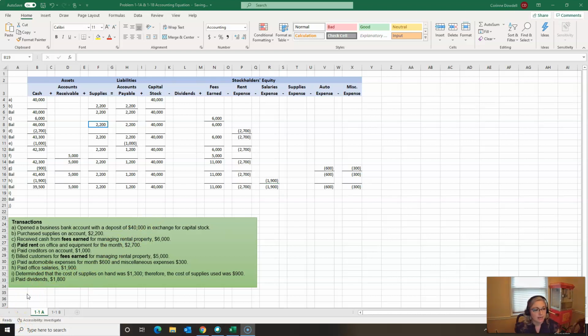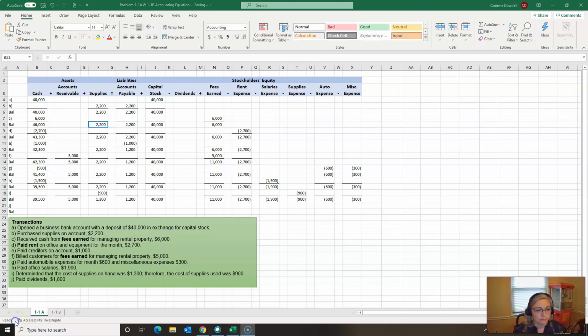Okay, transaction I, determined that the cost of supplies on hand was $1,300. Therefore, the cost of supplies used was $900. So remember, at the end of each cycle, we need to update the amount of supplies used. And we started off with $2,200, and we used up $900, leaving us with $1,300 on hand. Okay, so what we're going to do is a decrease in supplies by $900. And then we're also going to do a decrease in supplies expense by $900. And then you can update your totals.